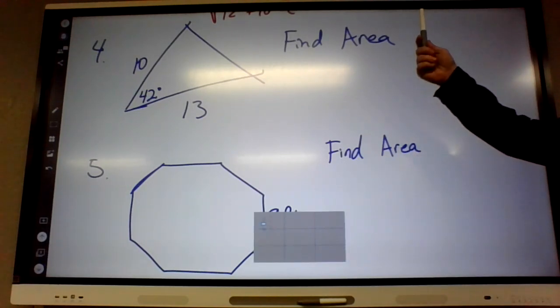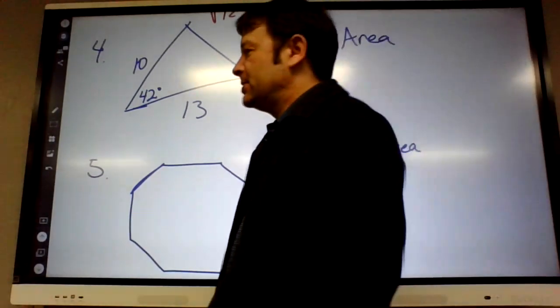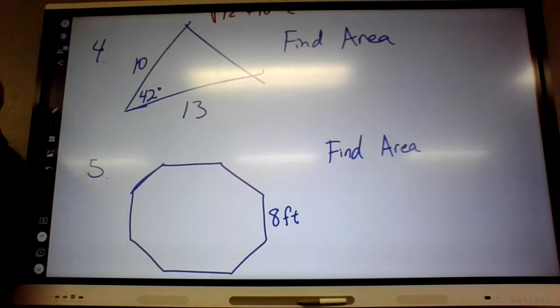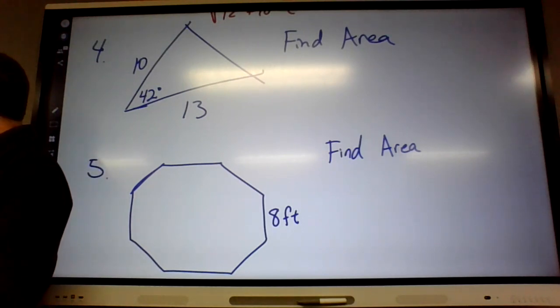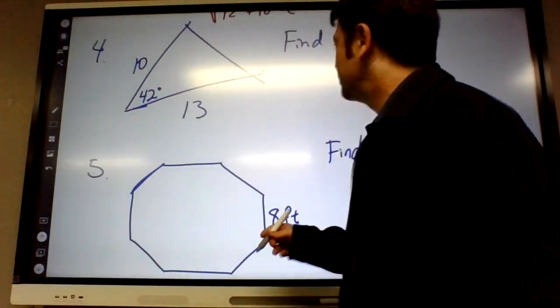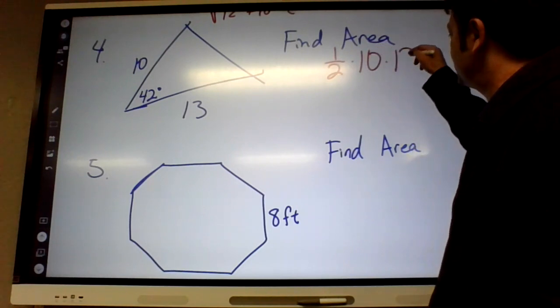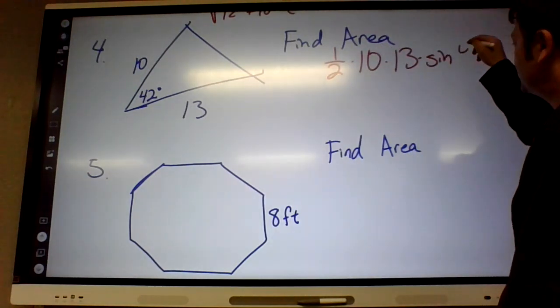So, do you guys remember the triangle area formula for side angle side? One half times side A times side B times sine of the angle. I will leave this on the board, but what do the little A and B stand for? The sides, like side A, side B. It's two sides of the triangle and the angle between them. So it's just 1/2 times 10 times 13 times sine of 42.